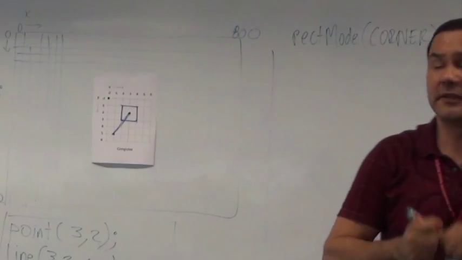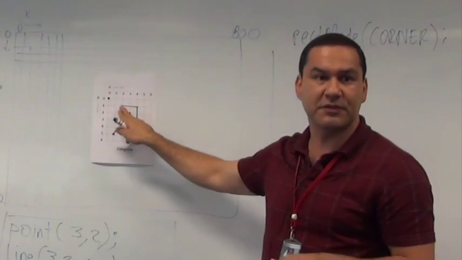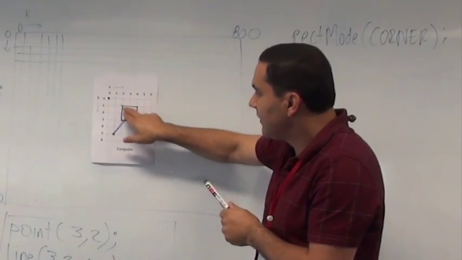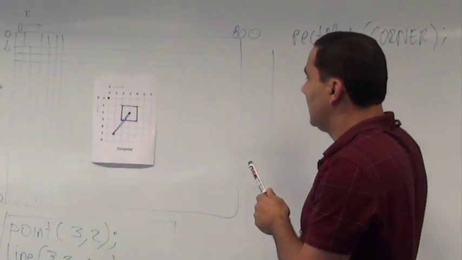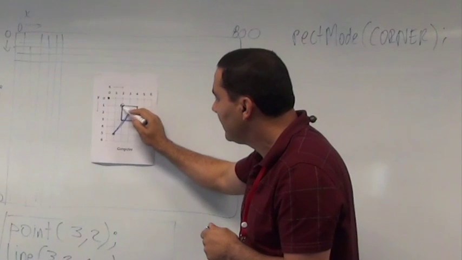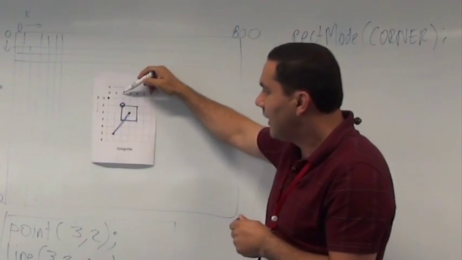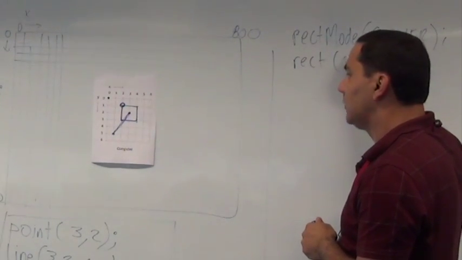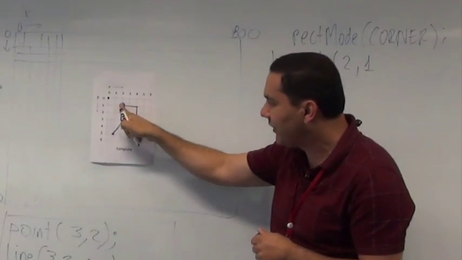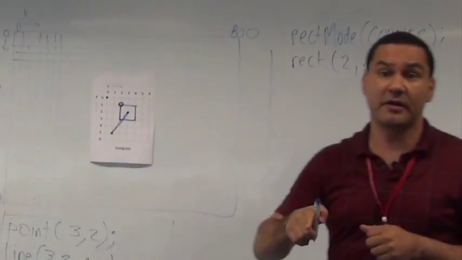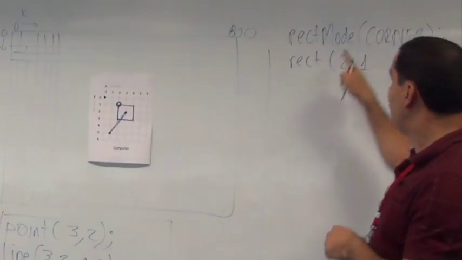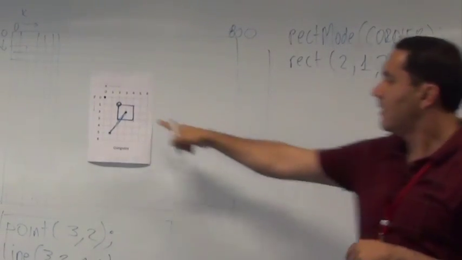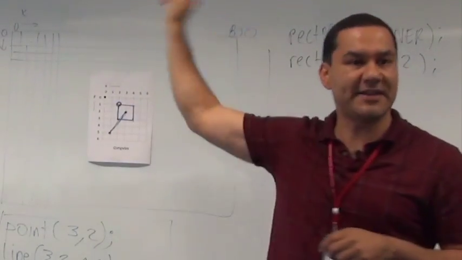The default is the actual corner position of the rectangle. So if I were to draw this rectangle using this as a corner, I have to say that the rectangle has to start at 2, 1. So if I put rect 2, 1, that would be this point. And because I'm using corner, it's actually going to draw the square 2, 2 from the corner that I specify.